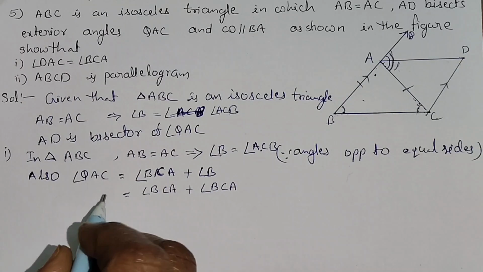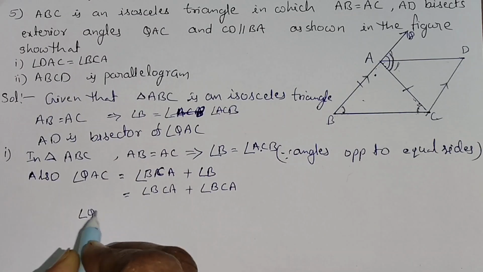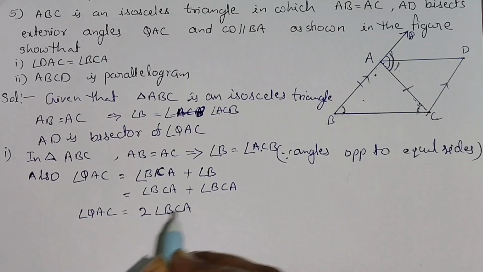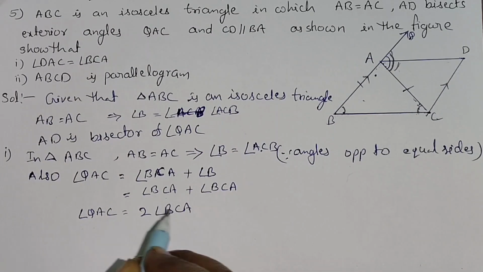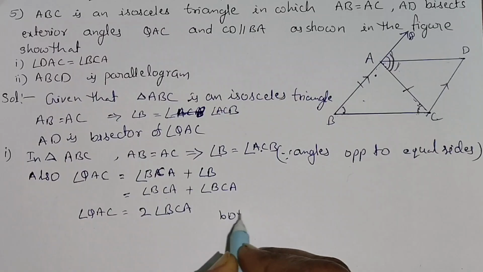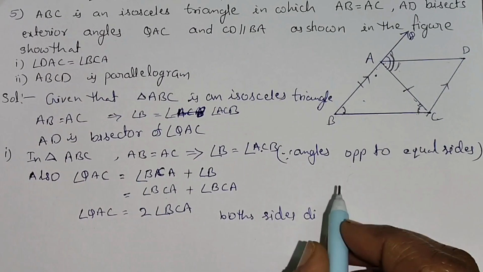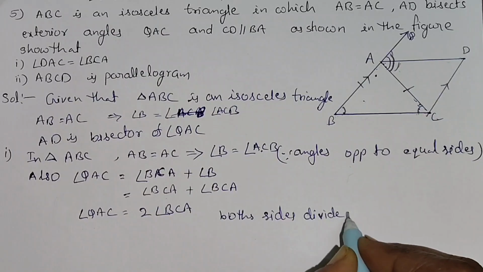So now we write angle QAC equals 2 into angle BCA. Now, dividing both sides by 2.